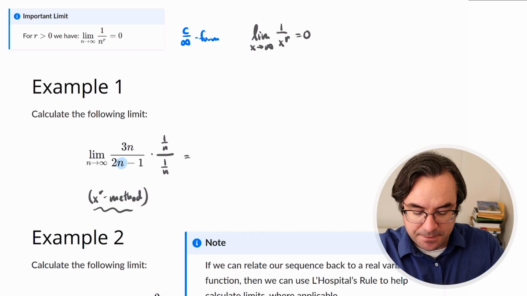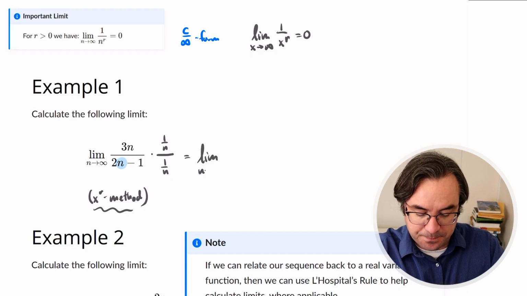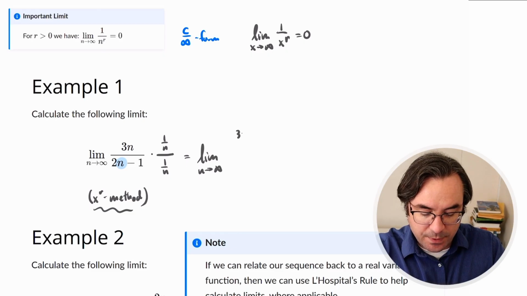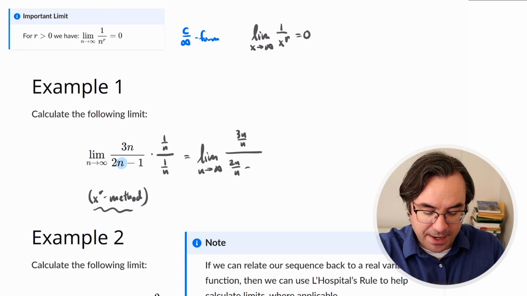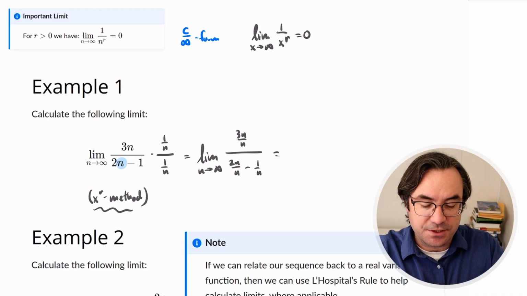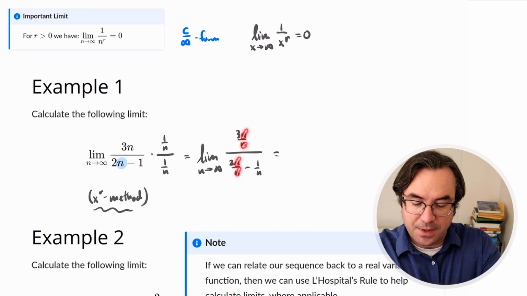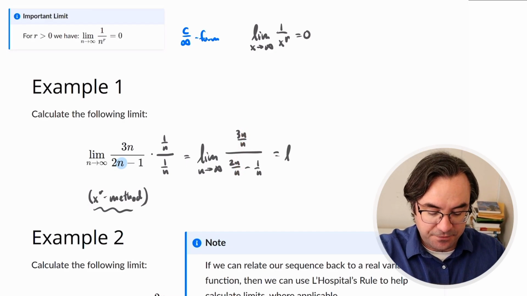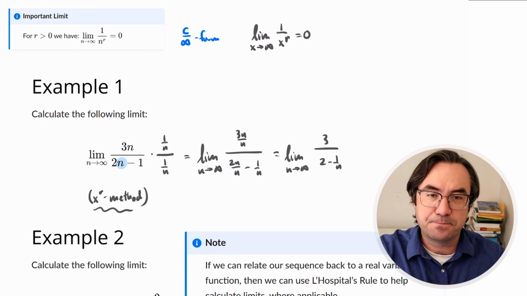So when we multiply, we simplify. In the numerator, we get 3n over n. In the denominator, we get 2n over n minus 1 over n. And then we further simplify those fractions. So the n's cancel, and we're left with the limit as n goes to infinity of 3 over 2 minus 1 over n.